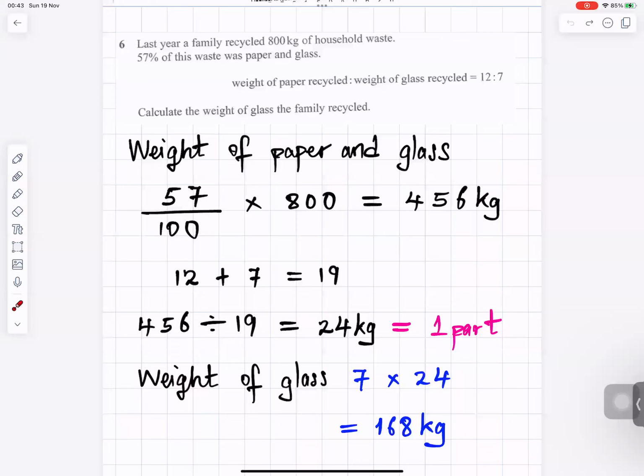Question number 6. Last year, a family recycled 800 kilograms of household waste. 57% of this waste was paper.